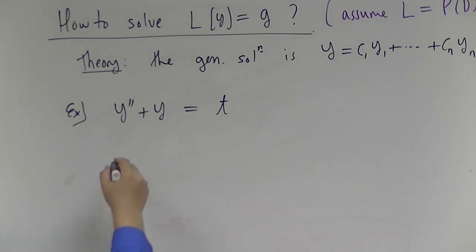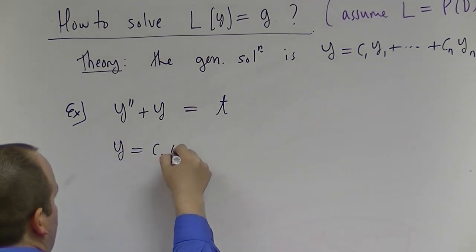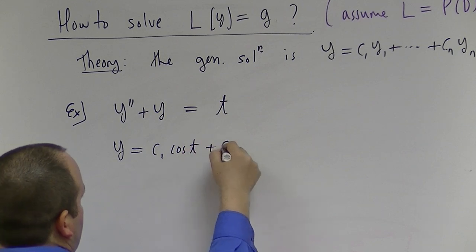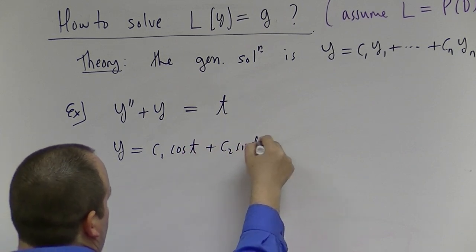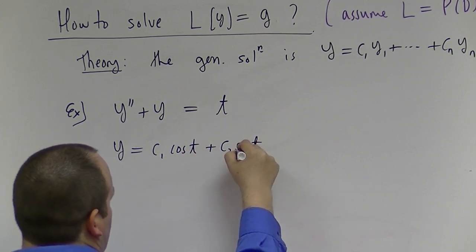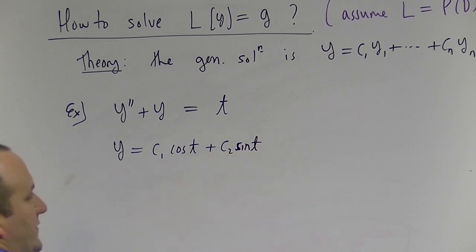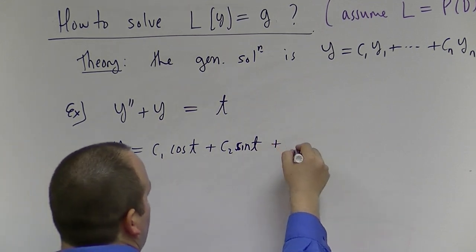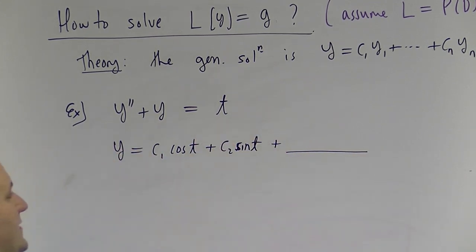So I know my solution is going to look like y = c1 cosine t + c2 sine t, because we've already solved that problem like twice now. And I know that that's the homogeneous solution to this problem. Now I need to add something here that will give me back a t when I plug it into y'' + y.